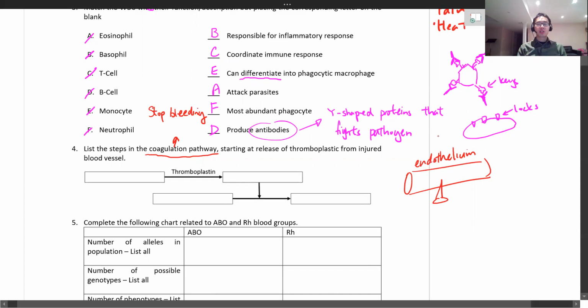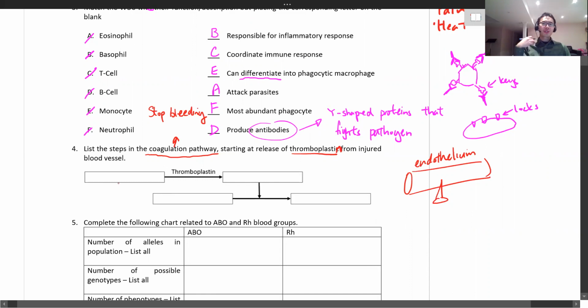And the damaged tissue will release something called thromboplastin. Oh, I just realized there is a mistake. All these years, I did not know there was a mistake there. Thromboplastin, T-I-N. So that's going to be released from the injured blood vessel. What does thromboplastin do?